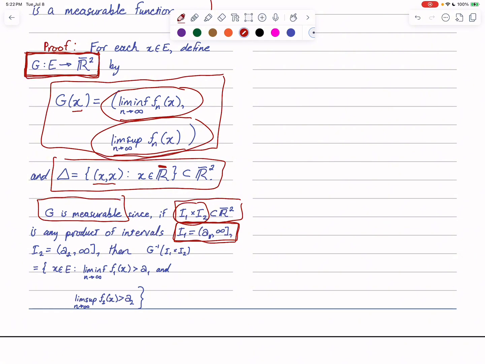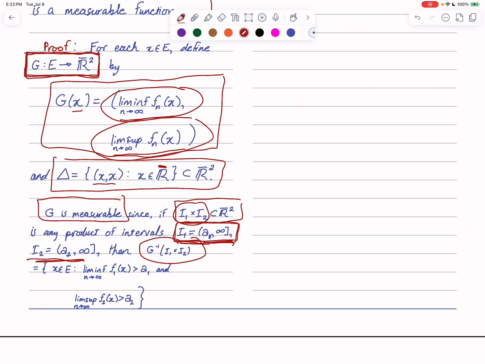And so what we want to do is take any arbitrary I1 and I2 such that I1 is one of these intervals, I2 is another of these intervals. And we want to prove that the pre-image for G on this product is measurable, right? So that's our goal. Since we're trying to show that G is measurable, we're trying to show that the pre-image on this generating collection always gets you a collection of measurable sets.